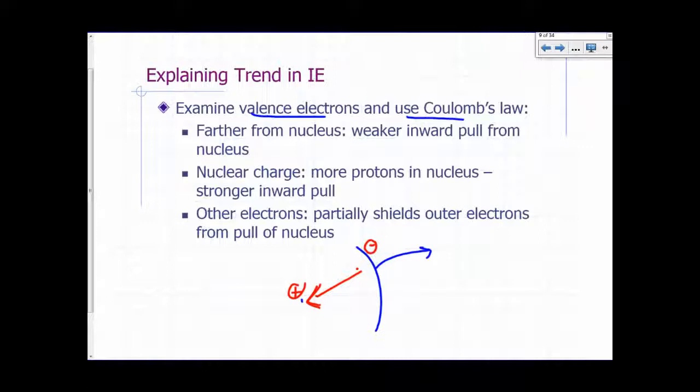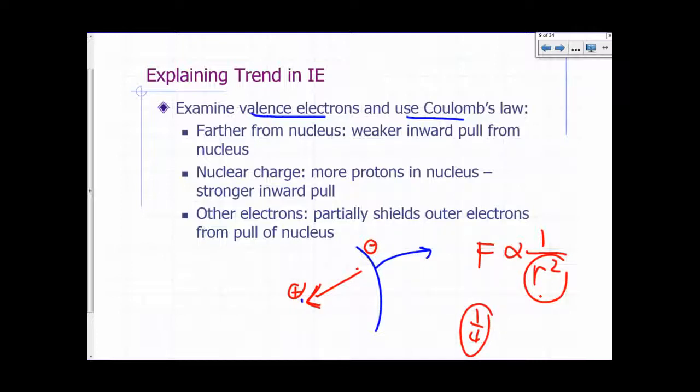remove. Remember, Coulomb's law says that the force is inversely proportional to the square of the distance. So if you double the average distance from the nucleus, you're going to cut the force that's holding it to a quarter of what it is.